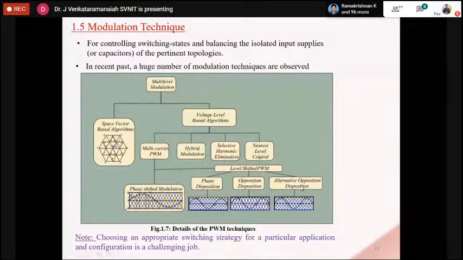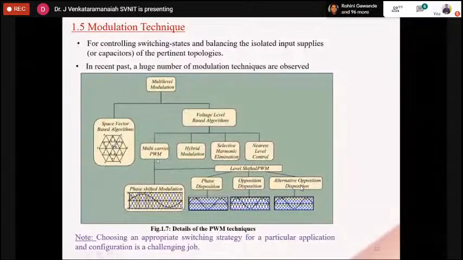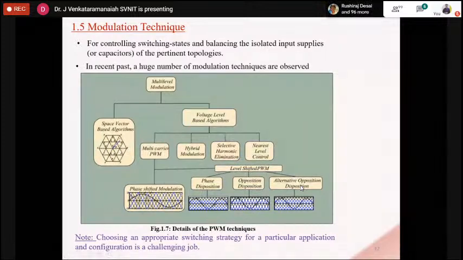So here, especially multi-carrier PWM techniques are further classified into two types. One is the phase shifted modulation technique, where the reference waveform is only one, but the carriers are shifted with respect to the phase. And the other is level shift PWM techniques.